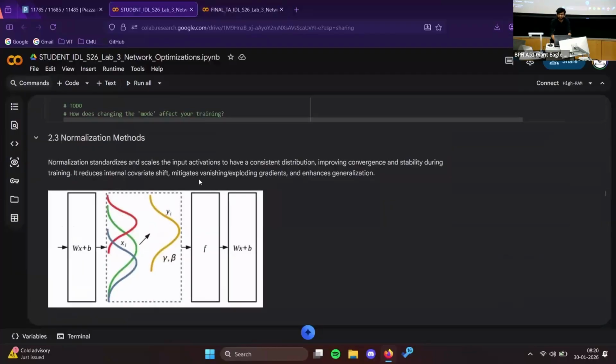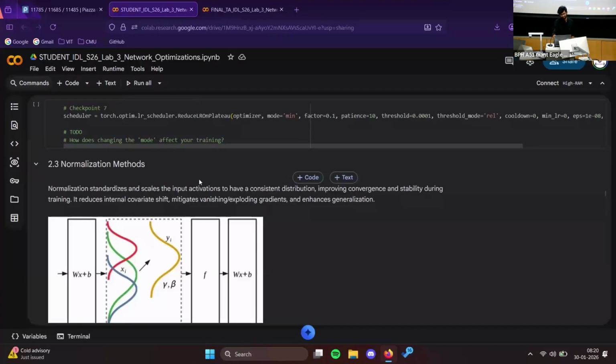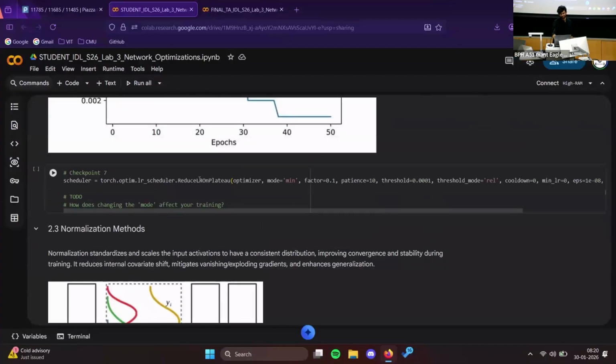Hi everyone, I'm Mani and I'll be continuing where Madhvi left off. Madhvi discussed mainly data normalization, pre-processing, learning rates and a few schedulers. And I'll be continuing with normalization, mainly in the context of activations.